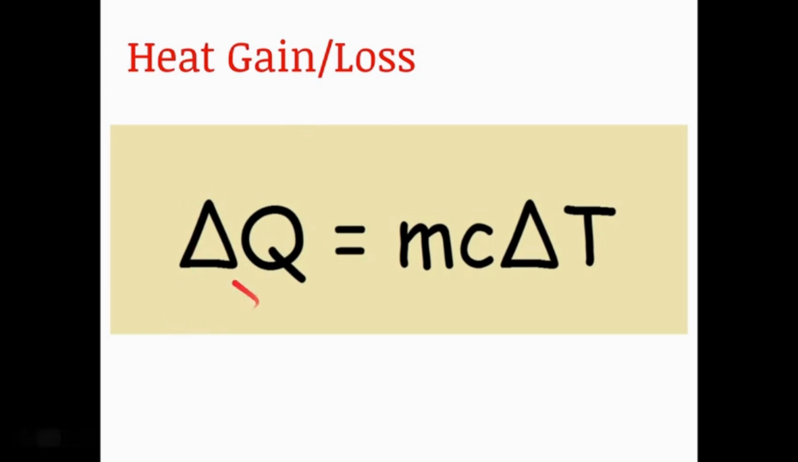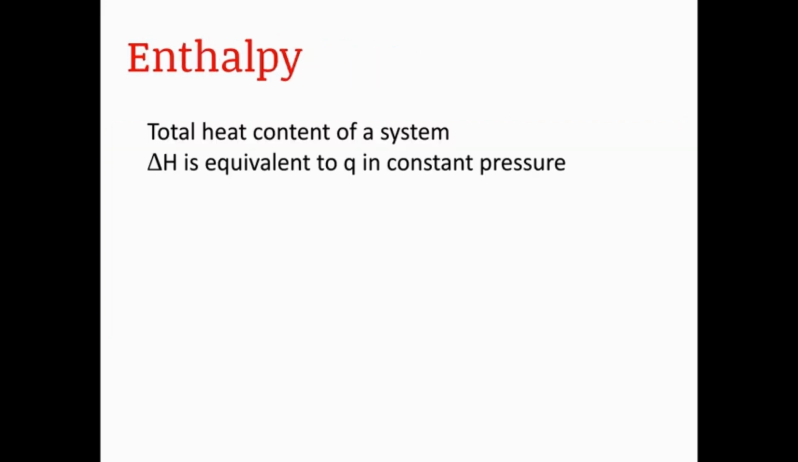And so change in Q is the change in energy. It could be positive or negative, and the value is in joules. M is the mass of the object in grams. C is the specific heat capacity, which basically is the amount of joules required to increase 1 gram of the object by 1 degree Celsius. And change in T is the change in temperature.